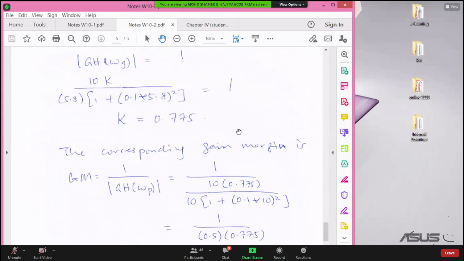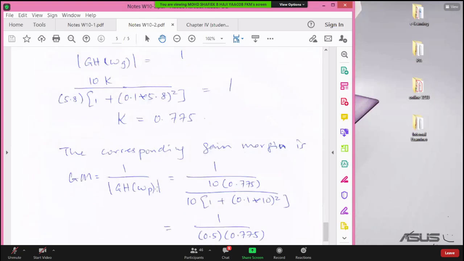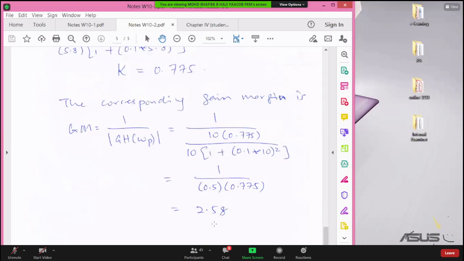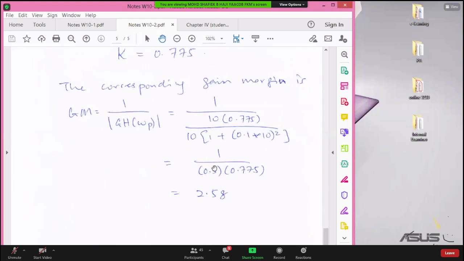From there, you can also compute the corresponding gain margin. Substitute again your phase crossover frequency using this newly computed gain for your proportional controller gain k. Now you can compute the corresponding gain margin. Even though it is not asked in the question, sometimes the question will ask you to compute the corresponding gain margin. Your gain margin now is 2.58, which is greater than 2.